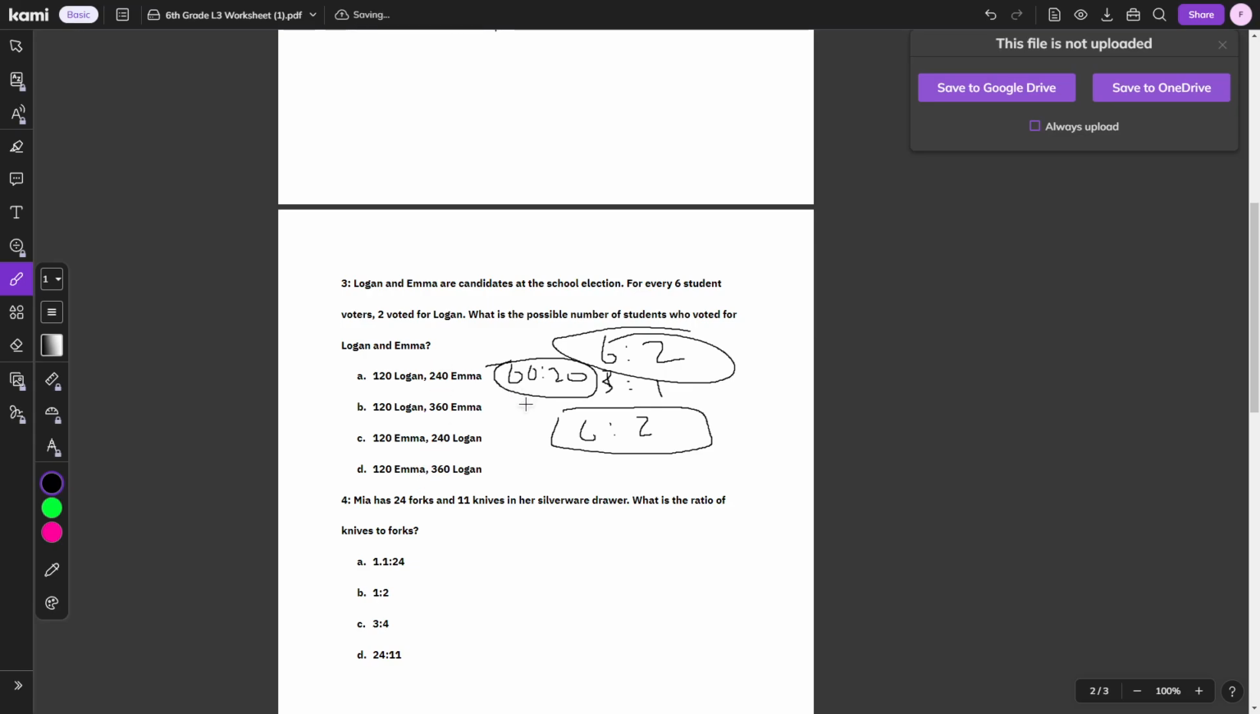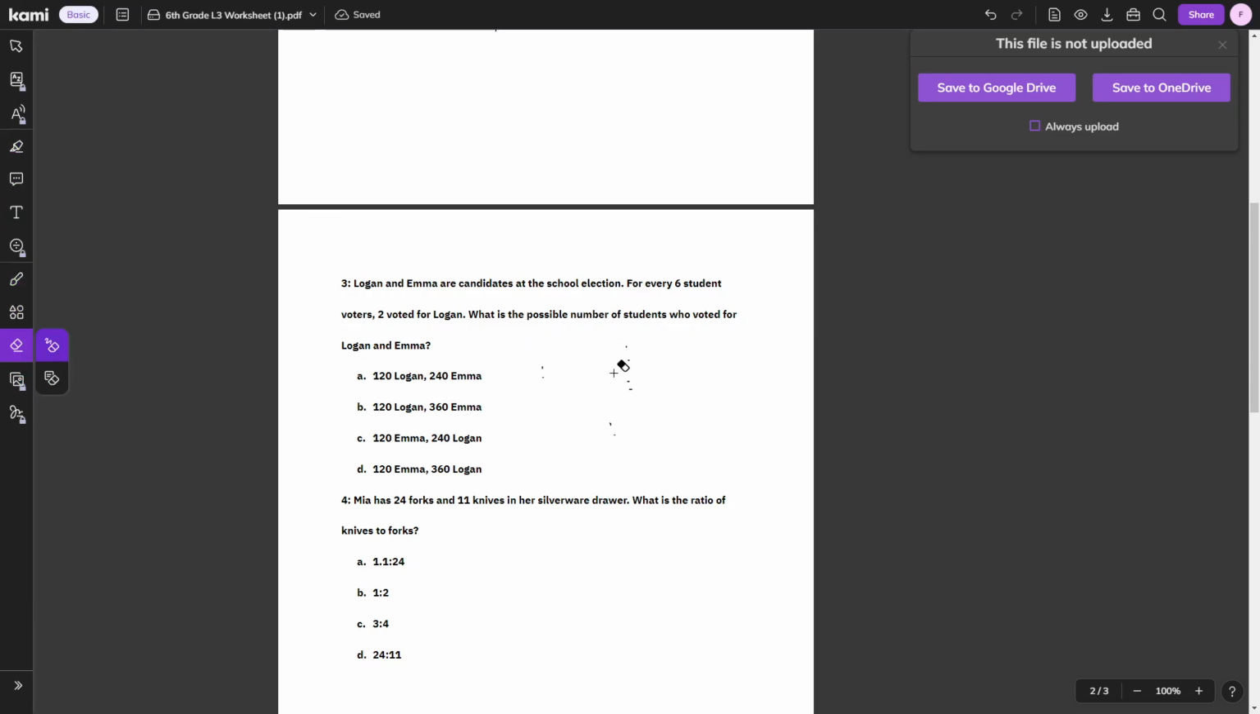But this isn't an answer. So let's multiply all of these numbers by, for every 6 student voters, 2 voted for Logan. See, I read that question wrong. You have to be really careful not to make the same mistake as me. Let me just get rid of these. Alright. For every 6 student voters, 2 voted for Logan.